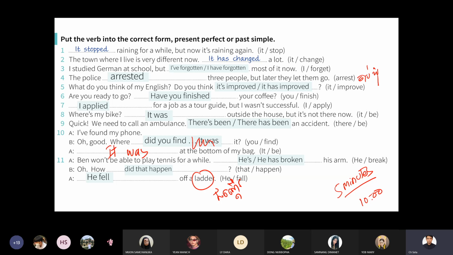Okay, Watana, can you read again? Number 1 until number 11. Yes, sir. Okay.